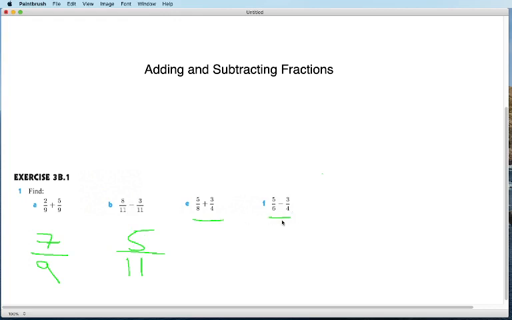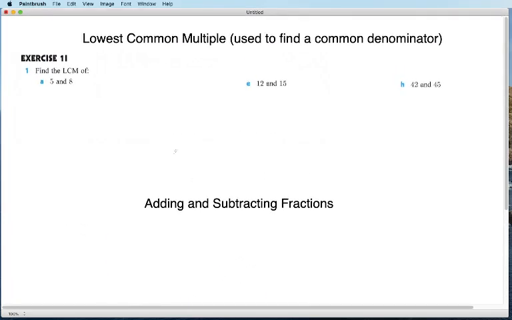Now these questions here, they do not have a common denominator, 8 and 4, 6 and 4. So we cannot go about adding or subtracting them immediately. So what we need to do is know how to find the lowest common multiple. And there's a few different ways we can do this.